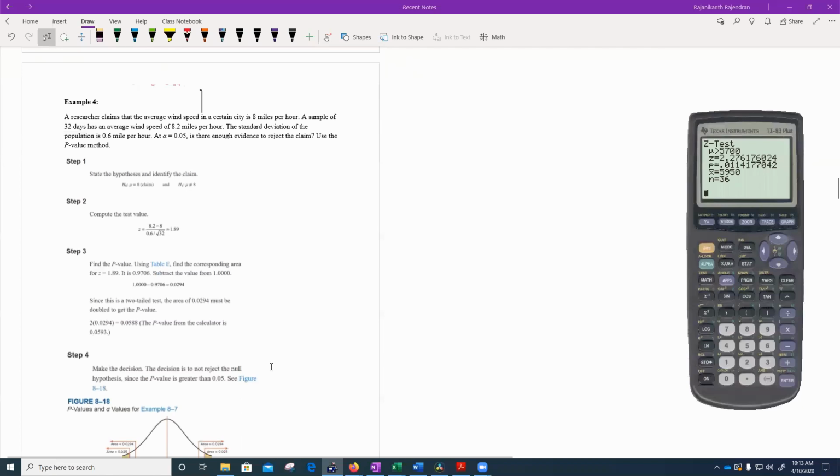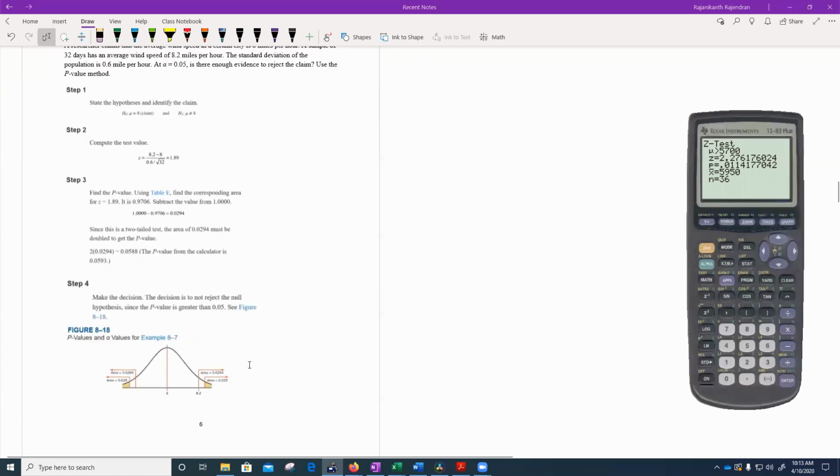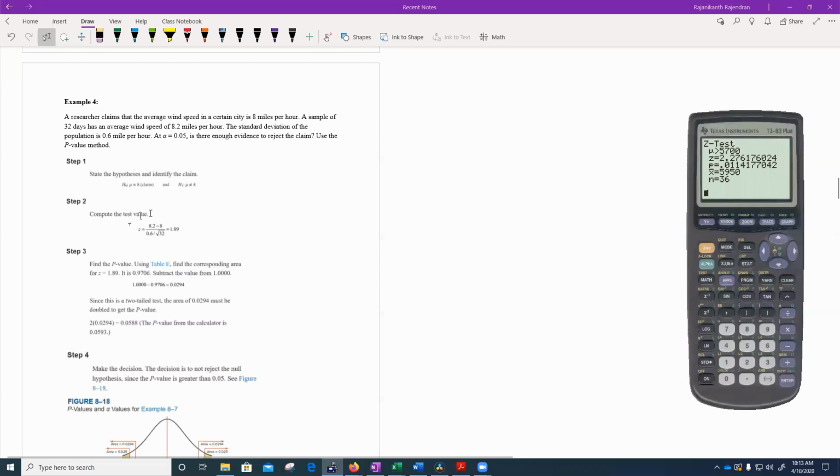Okay, so now this problem is also about p-value. I'm just straightaway using the calculator to show you how easy it is. So for this problem, example 4, a researcher claims that the average wind speed in a certain city is 8 miles per hour. A sample of 32 days has an average of 8.2.